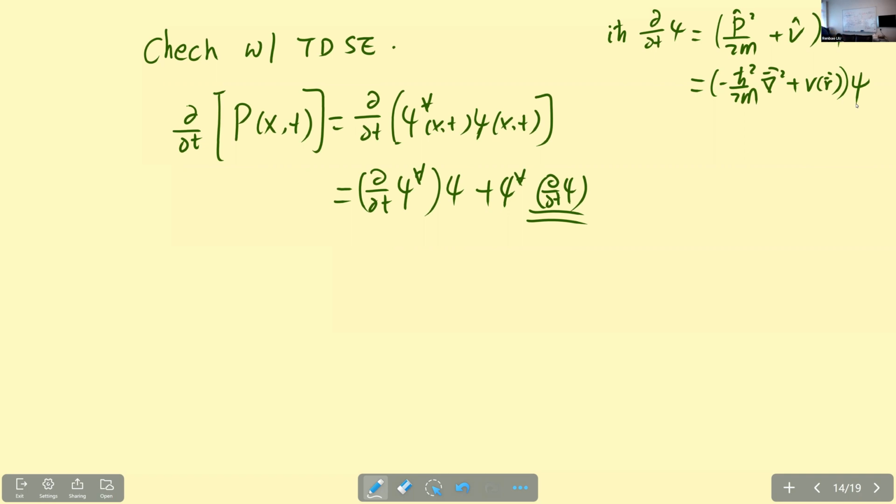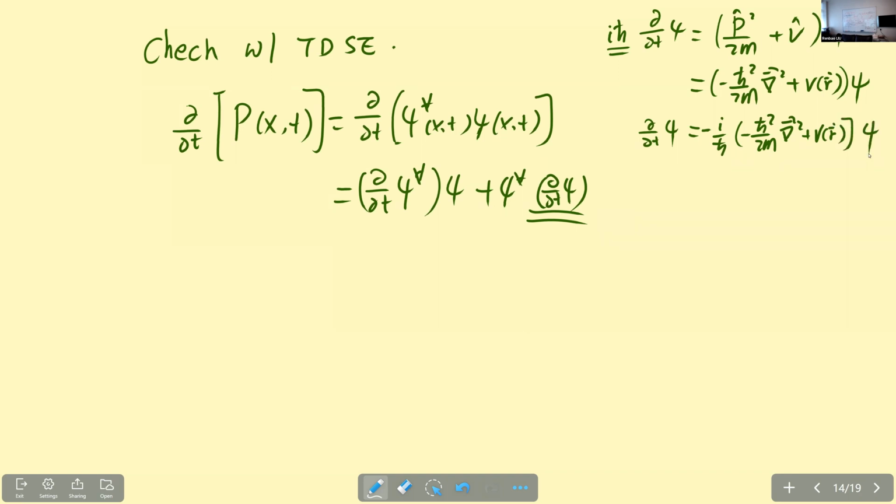Right, so you can put this to the right-hand side. That will give us partial t of psi equals minus i over h bar, and then minus h bar squared over 2m, this is lambda squared. So this is the general form, right?